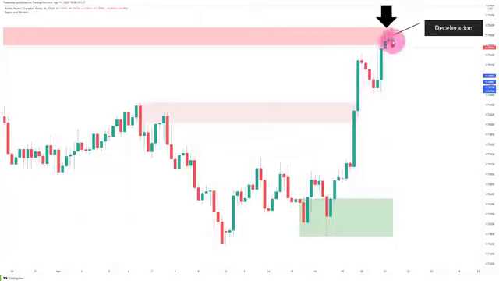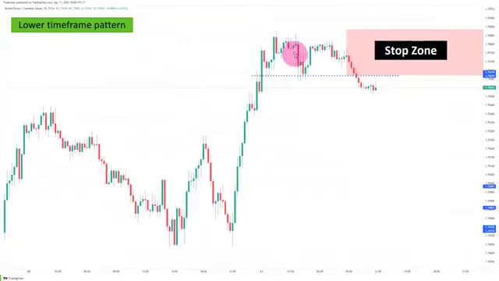Here, now we have the signal. We have deceleration. You can see that the market slowed down significantly. And now we could, for example, go to the lower time frame, 15-minute. This is how the deceleration looks on the lower time frame.